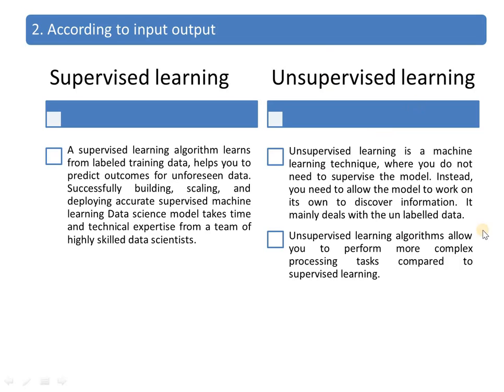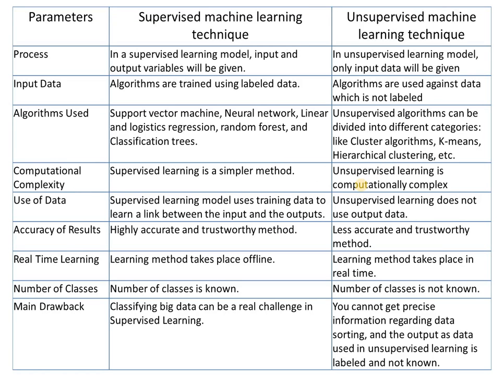So the output will not be given, like safe or risky, before the classification or grouping. In supervised learning, the input and output are given. Here, only the input is given. That's the difference between supervised learning and unsupervised learning. So here is a broad comparison of supervised and unsupervised learning techniques. I know that you have already been going through this, but even then I'm just explaining it.